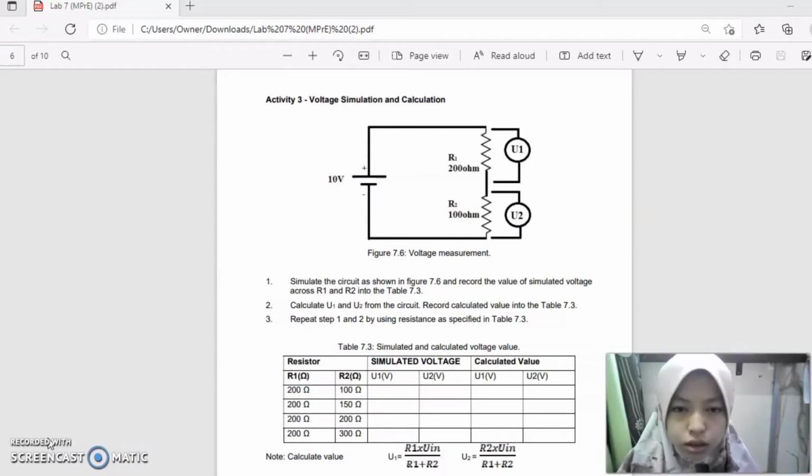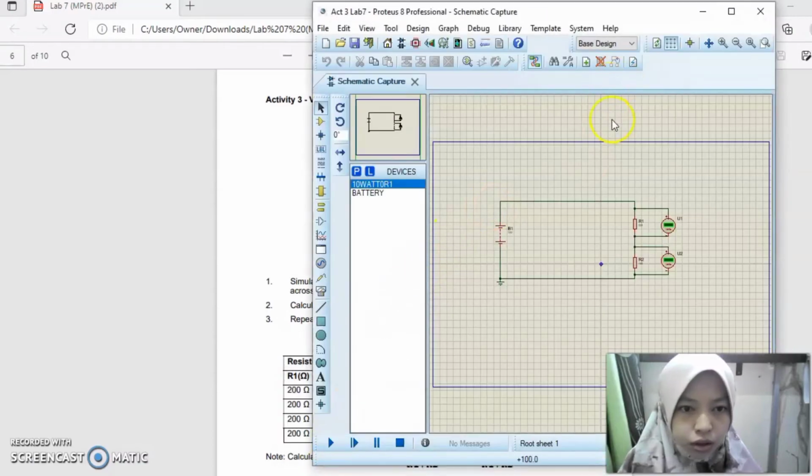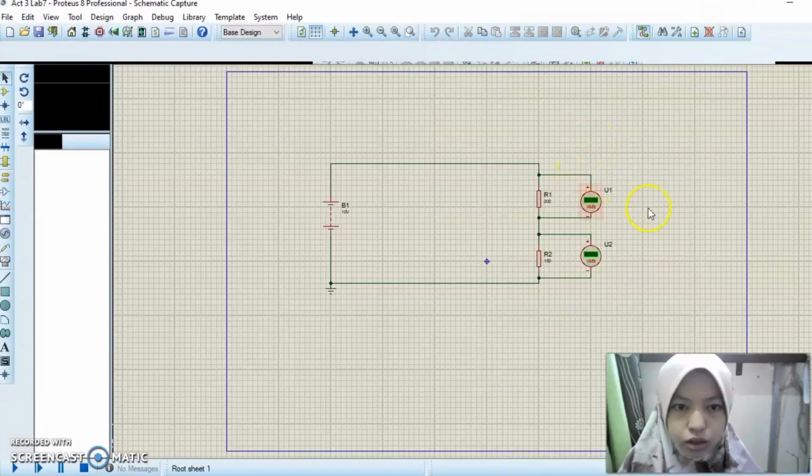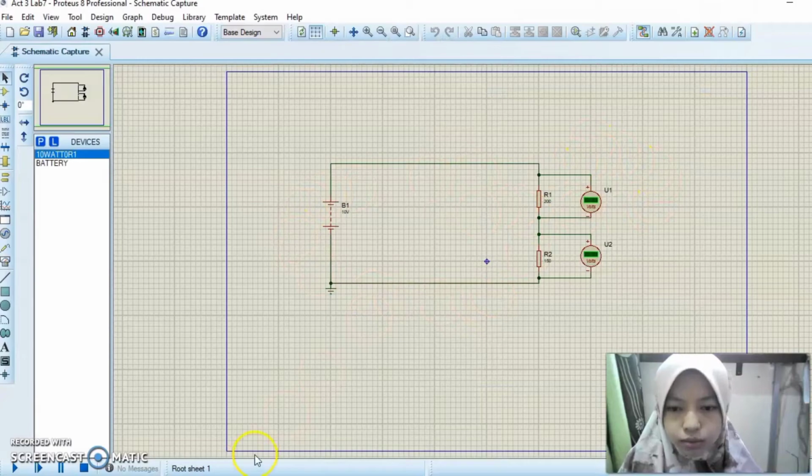Today I will present to you about activity 3, voltage simulation and calculation. Okay, for this simulation I use Proteus software. First we need to simulate the circuit as shown in figure 7.6. Like this, we have a 10 volt battery, resistance 200 ohm, R2 100 ohm, V1.